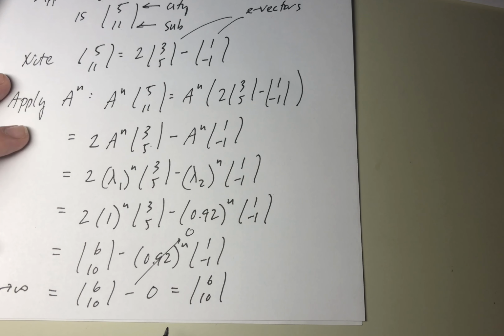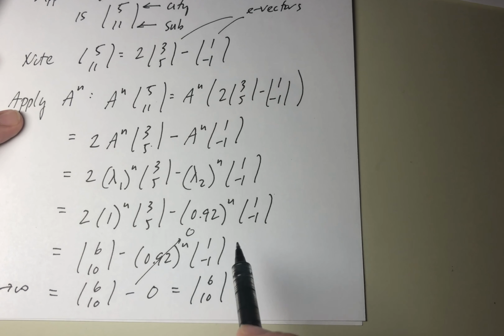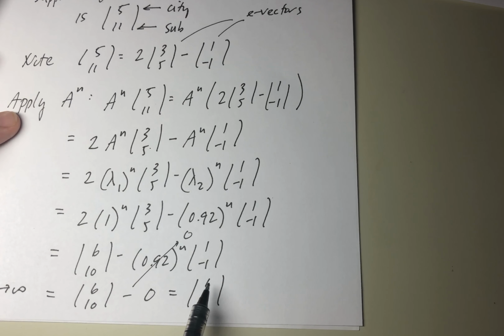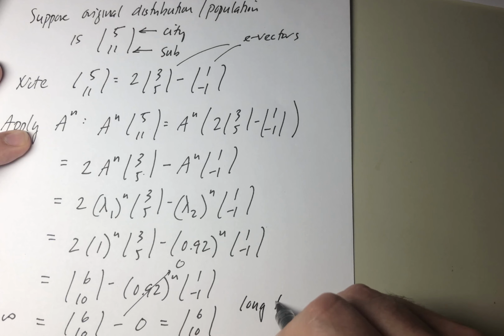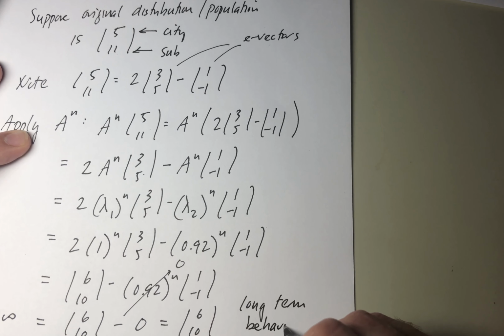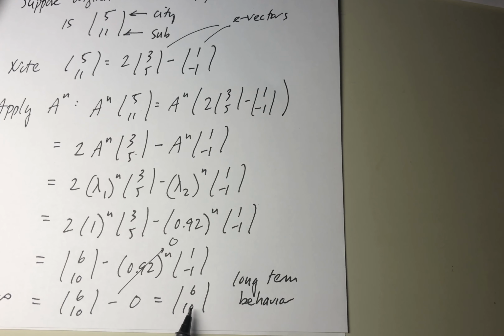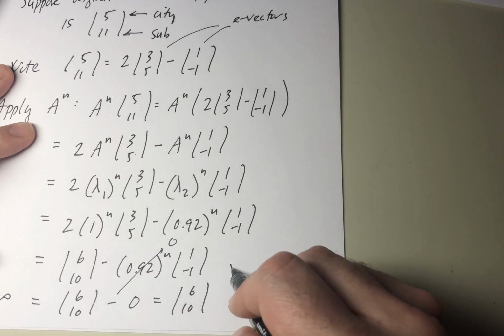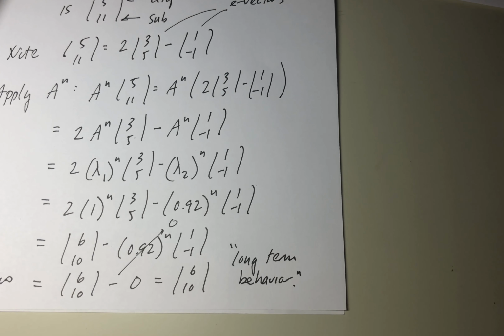So what I get here is a pretty nice answer. It's telling me that in the long-term behavior as n goes to infinity, the number of years goes to infinity, remember the first entry was the city, the second was suburbs. So the long-term behavior is that I've got 6, or 6,000, whatever units you're using here, in the city, and 10 in the suburbs. And that's, again, for this toy model, the complete answer. That tells me, at least mathematically, what this model is predicting. So, again, I think this is one of my favorite applications of linear algebra, at least at this level. So hopefully you enjoyed it. See you next time.